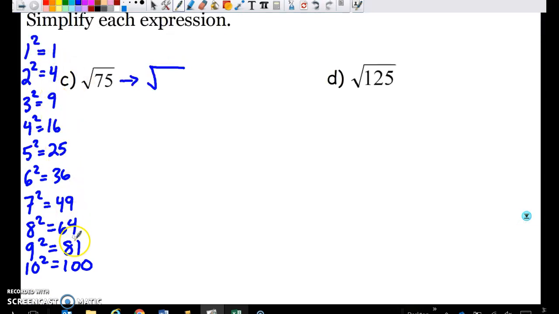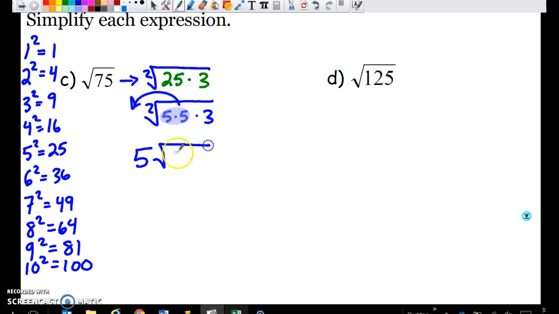Now, what perfect square out of all these I've listed will divide 75 nicely? In other words, what will multiply to be 75? You should be thinking 25 times 3. And the reason I chose 25 specifically is because it's a perfect square. Remember, the square root wants to undo something squared. So I have a 5 squared in there. So those 5's now can work together and break out of jail. But remember, only one of them can come out. And the other guy goes into hiding or maybe just doesn't make it. So we have 5 square roots of 3. There's nothing else I can do.